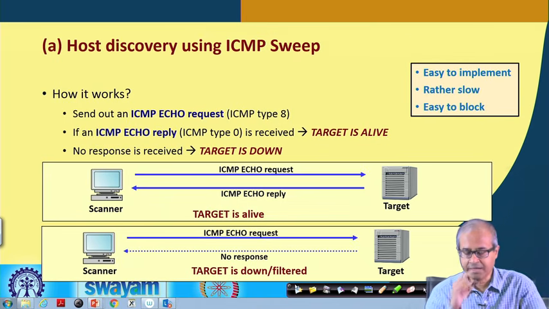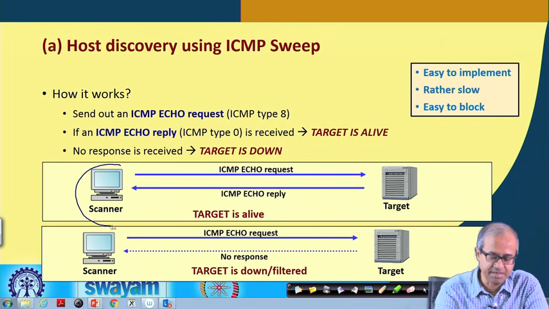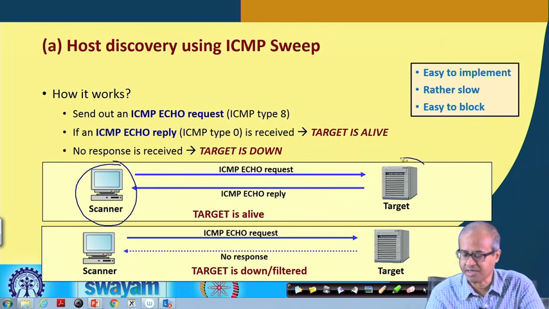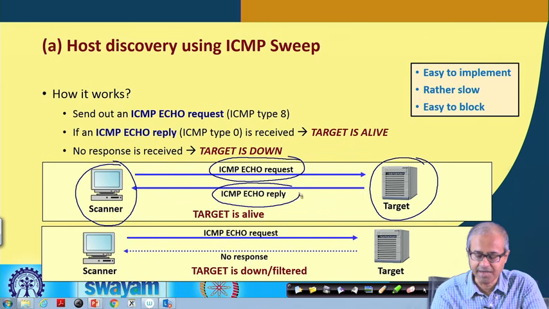Now, pictorially I am trying to depict it here. Suppose you are here, you are trying to scan a particular target host out here. So, you sent an ICMP echo request packet, the target, if it is up and running, it will send back an echo reply packet. Your conclusion is target is alive.